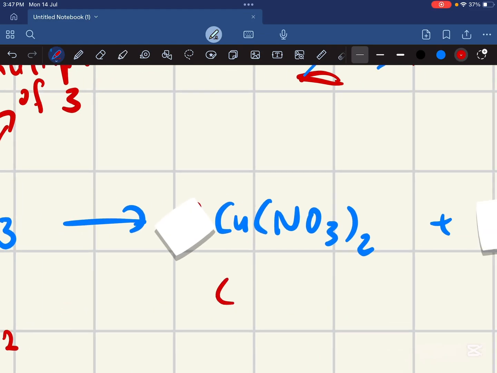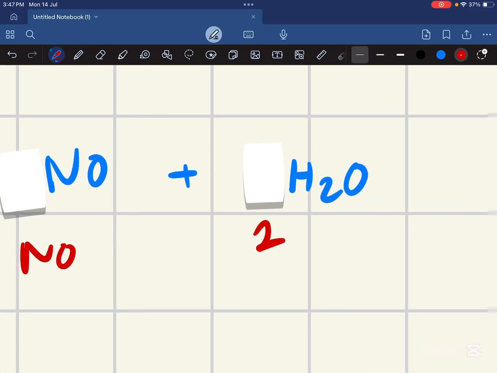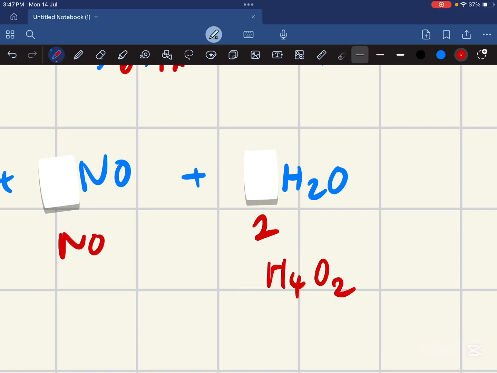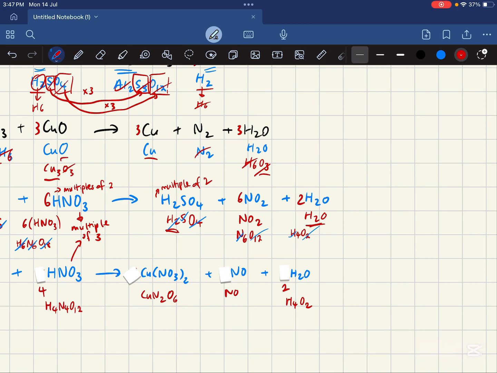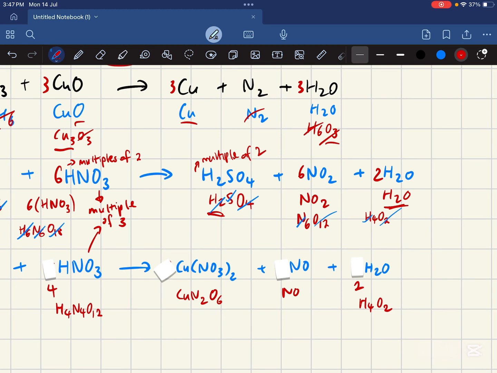Here we have a Cu, N2, O6, NO, and here we have an H4O2. The H4 is matched. Okay. O12. We need an O12. And also the N2 here, we need it to be an N4, so double this. If we double that, that's O12 already. And we still have an O2 and an O.